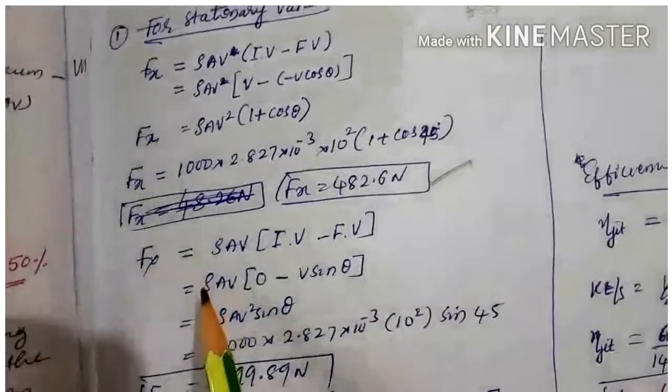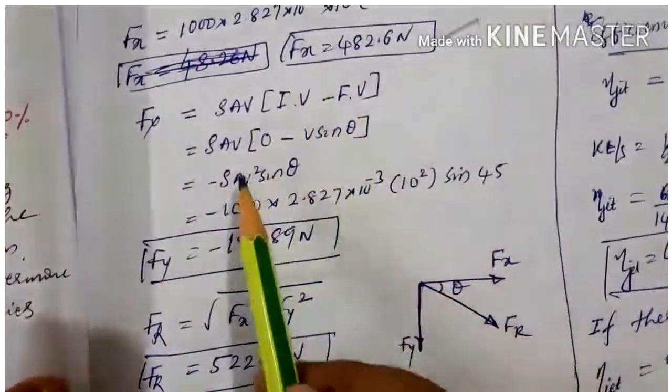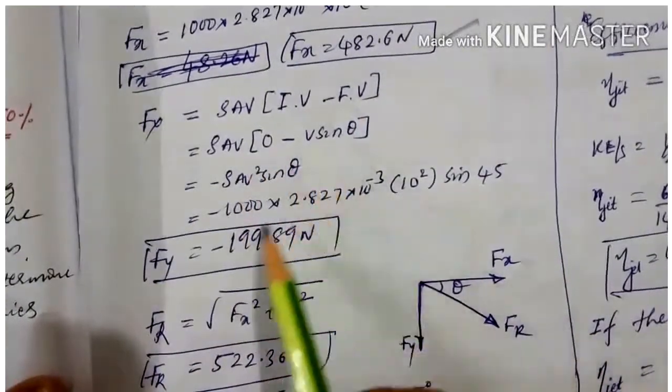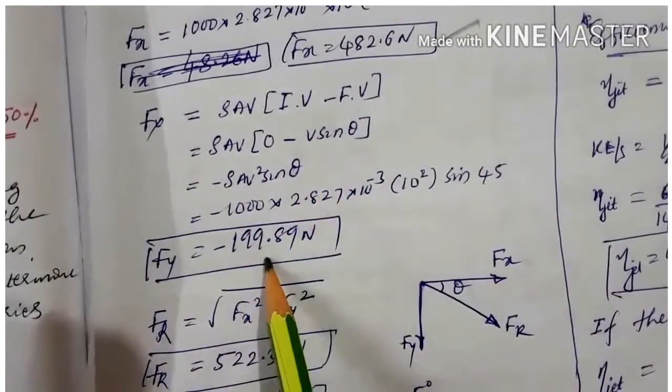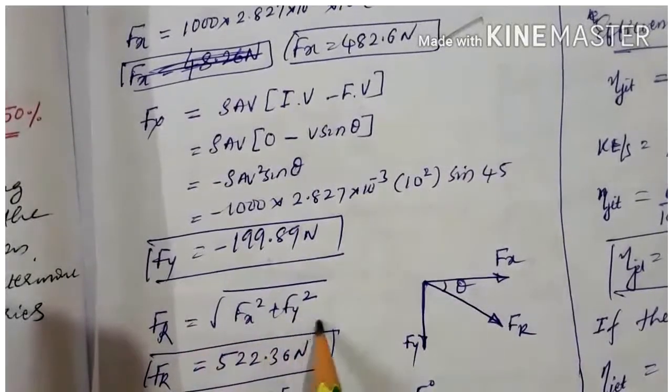Similarly, calculate Fy. So this is the Fy we get, initial velocity minus final velocity, but initial velocity is 0 and final velocity is v sin theta. We get 199.89 Newton. Calculate the resultant force, that is root of Fx square plus Fy square. We get this much as the resultant.